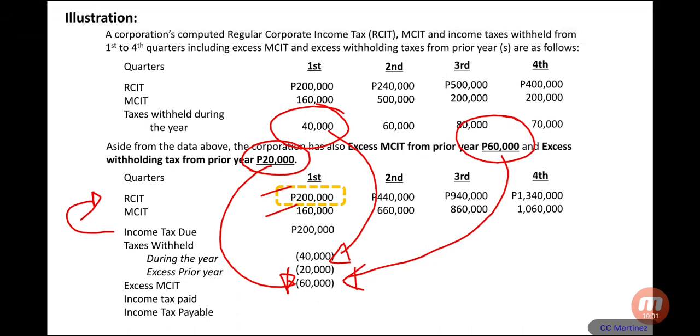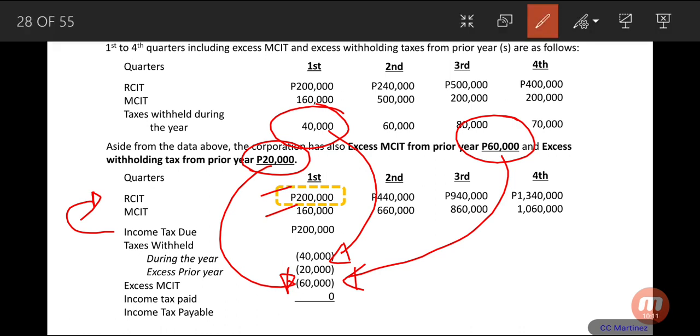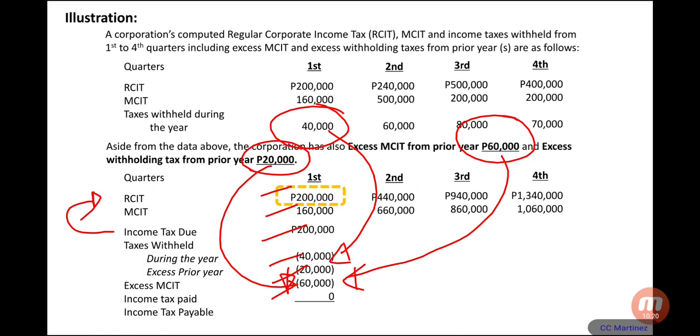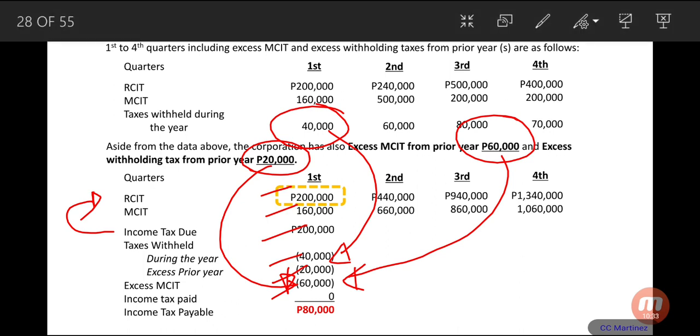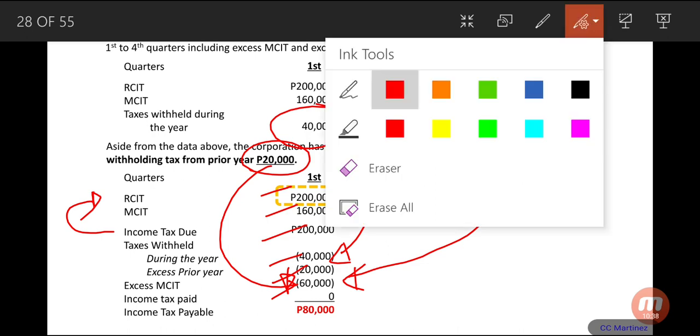So, meron na ba tayong taxes paid previous quarter? So, wala naman. So, 0. I-less lang natin lahat. Okay? So, 200,000 less 40,000 less 20,000 less 60,000 equals 80,000. So, for the first quarter, ang babayaran na tax ng corporation is 80,000. Okay?